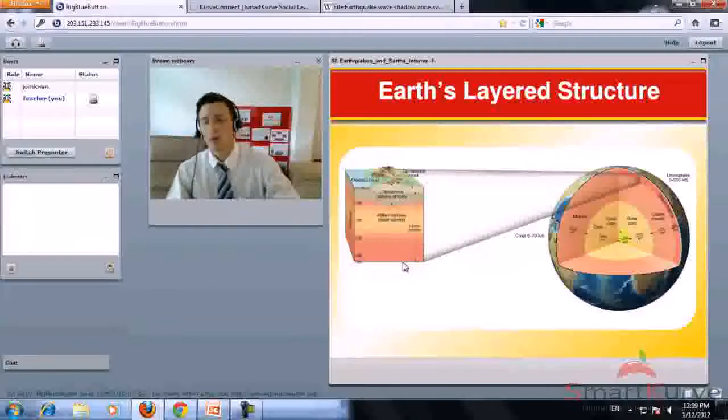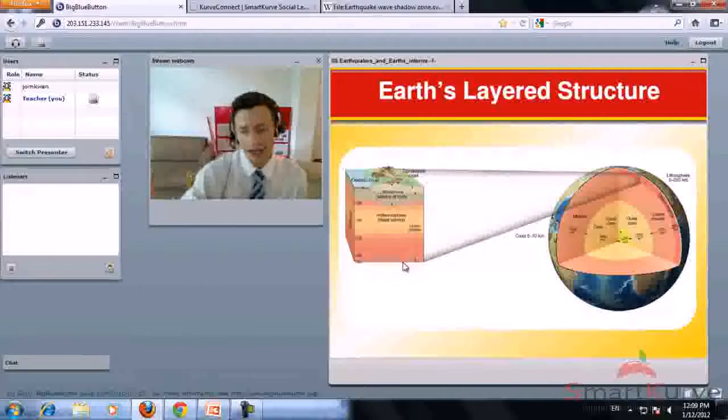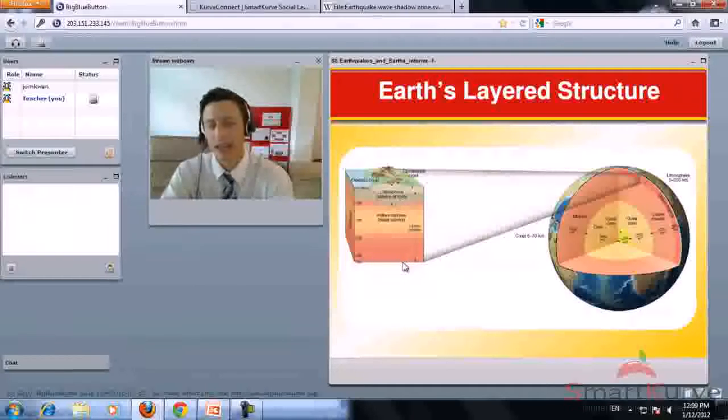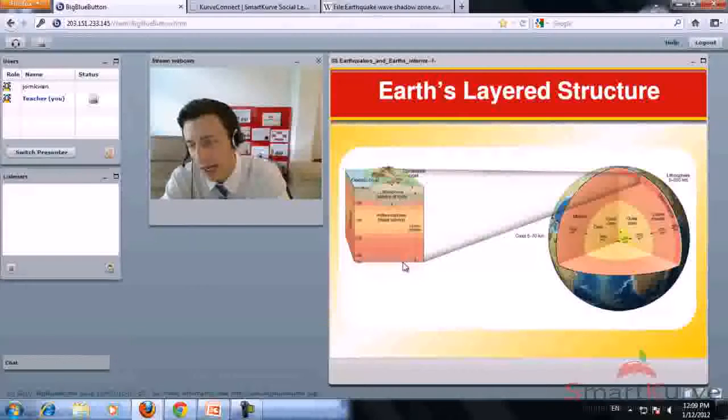On slide 41, you can see a diagram of the Earth with a section of the Earth cut away, allowing you to see the different layers in the Earth. Starting at the outside and moving in, the outermost layer is the lithosphere, also known as the crust.